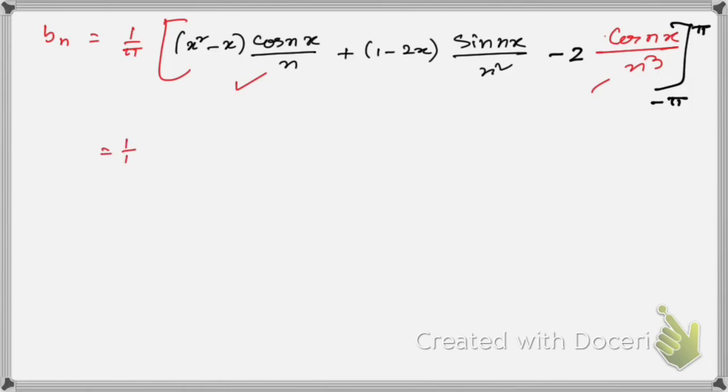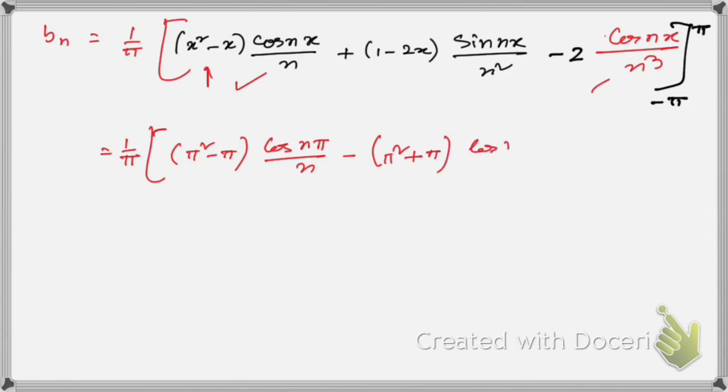So 1 by pi with the bracket, so pi square minus pi then cos n pi by n, then minus, again let us put here minus pi, then we will get minus pi square, that's going to be again plus pi square minus minus pi, that's going to be plus, right?